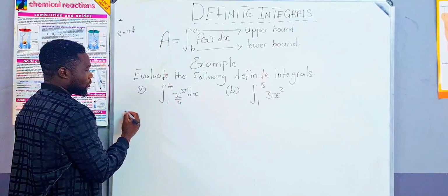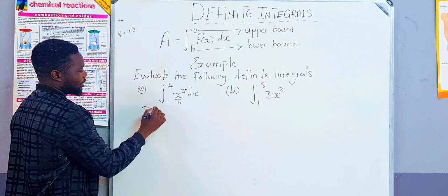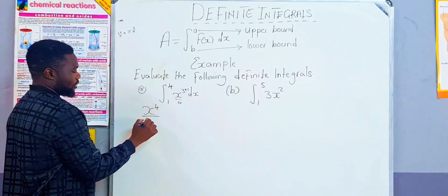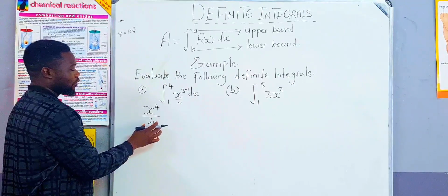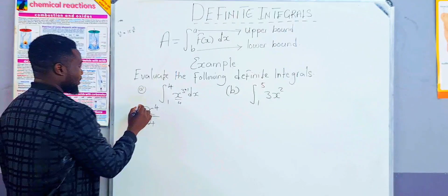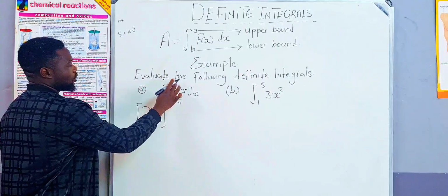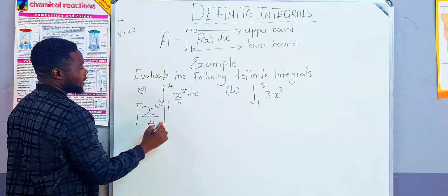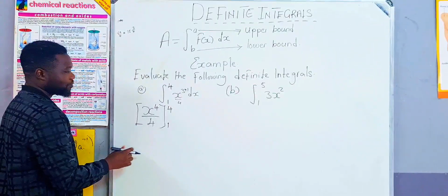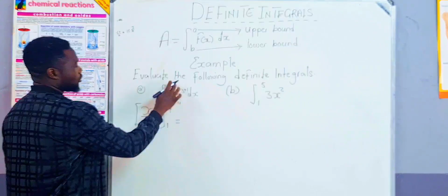So 3 plus 1 will be 4, and you divide by 4, the index that you got from here. From there, you put these things in a bracket, with 4 as the upper bound and 1 as the lower bound.